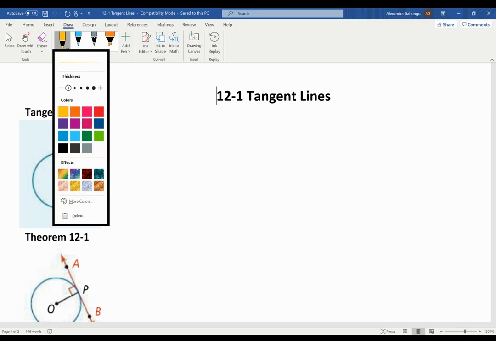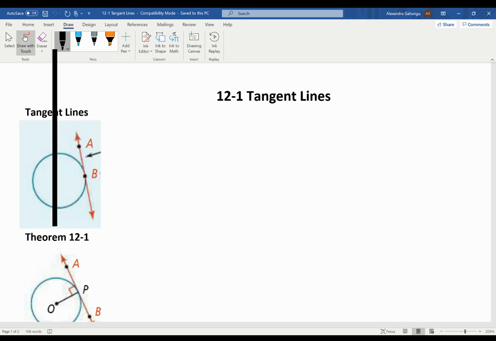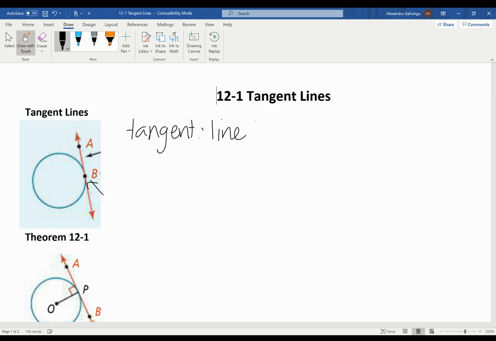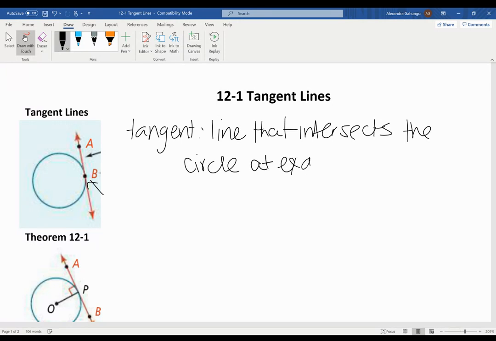So a tangent is a line that intersects our circle at exactly one point. So we can see that line AB intersects our circle at only point B. And it's exactly one point. And in this case, it's point B.